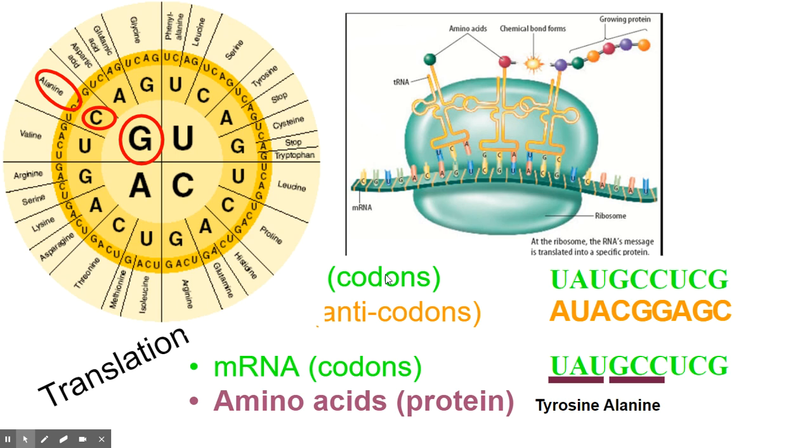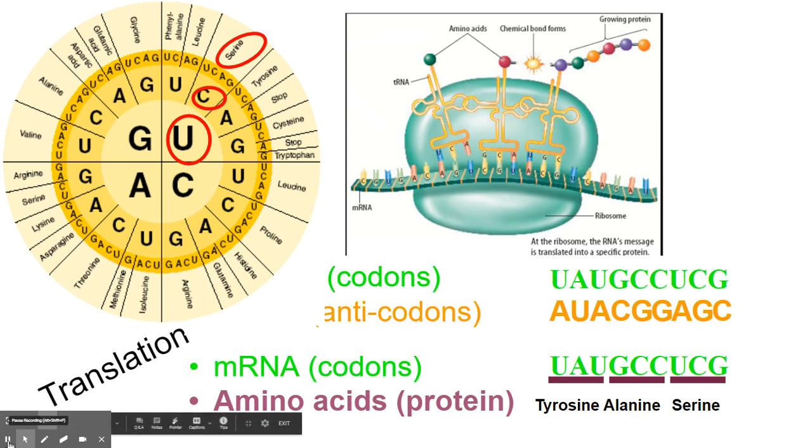And finally, our last example is UCG. So we have U, C, G, and that tells us it's serine. And so this will keep going until it hits a stop codon, or in our different lab activities until you make the protein and the traits that you're trying to get for your organism.